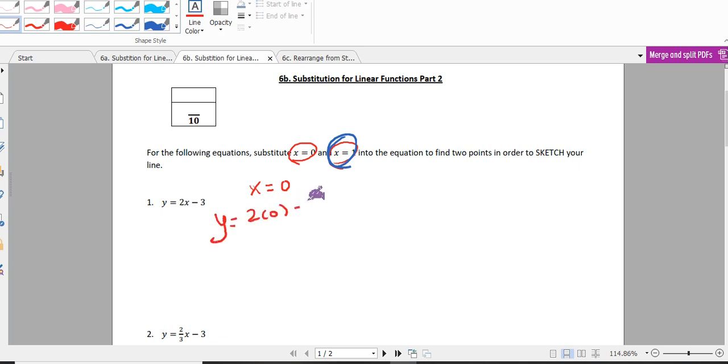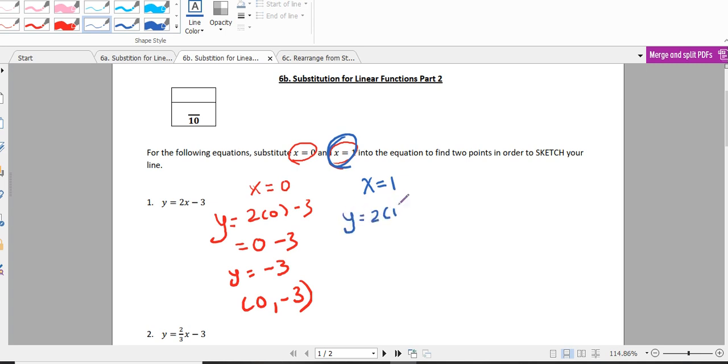2 times 0 minus 3. So y equals 2 times 0 is 0 minus 3. So y equals negative 3. So I know my first point is 0 and minus 3. Now, for the second point, with x equals 1. I'm going to substitute that in for x. So 2 times 1 minus 3. That will give me 2 minus 3, because 2 times 1 is 2. 2 minus 3 is just negative 1. So my other point would be 1 and negative 1.